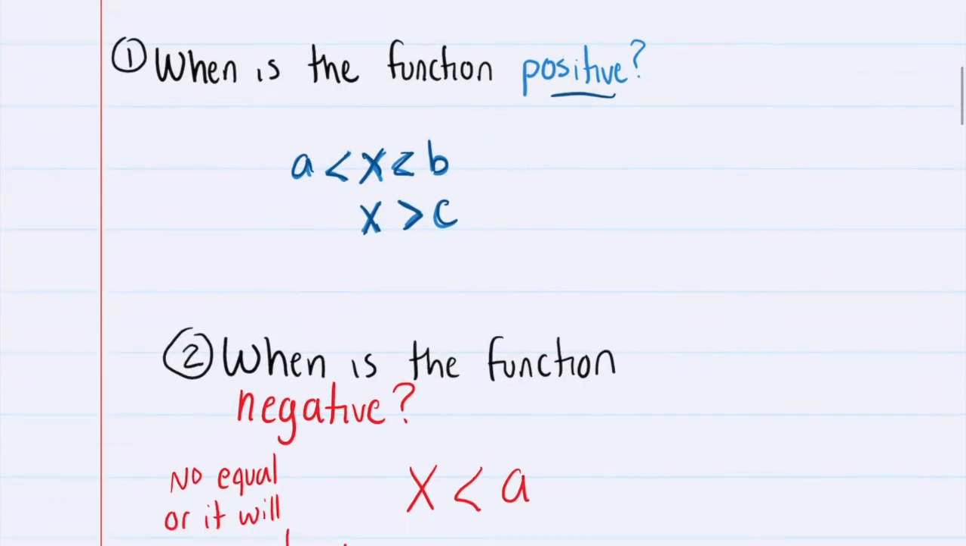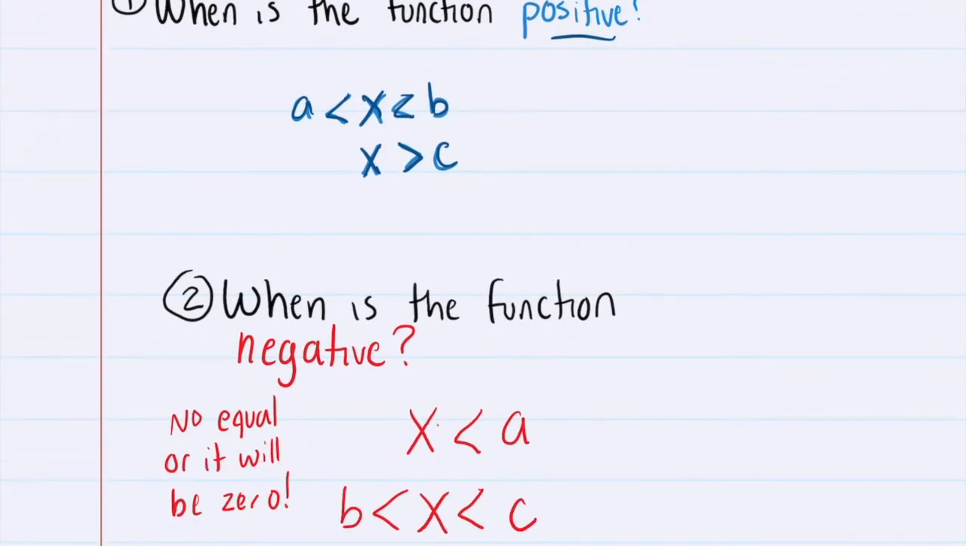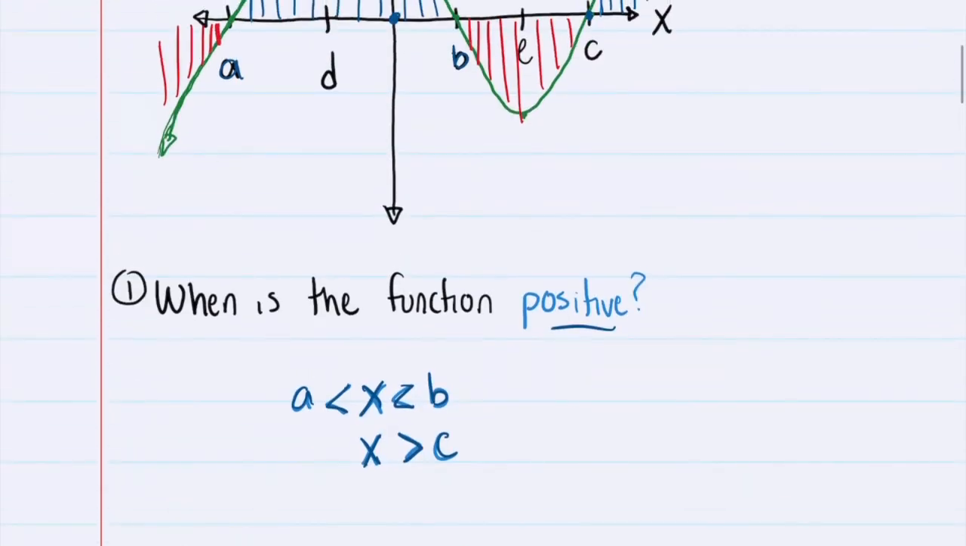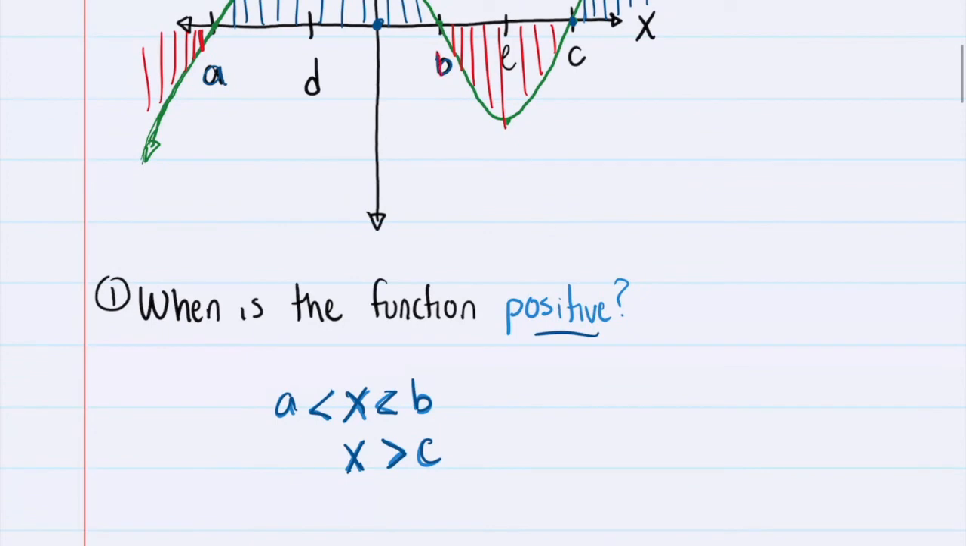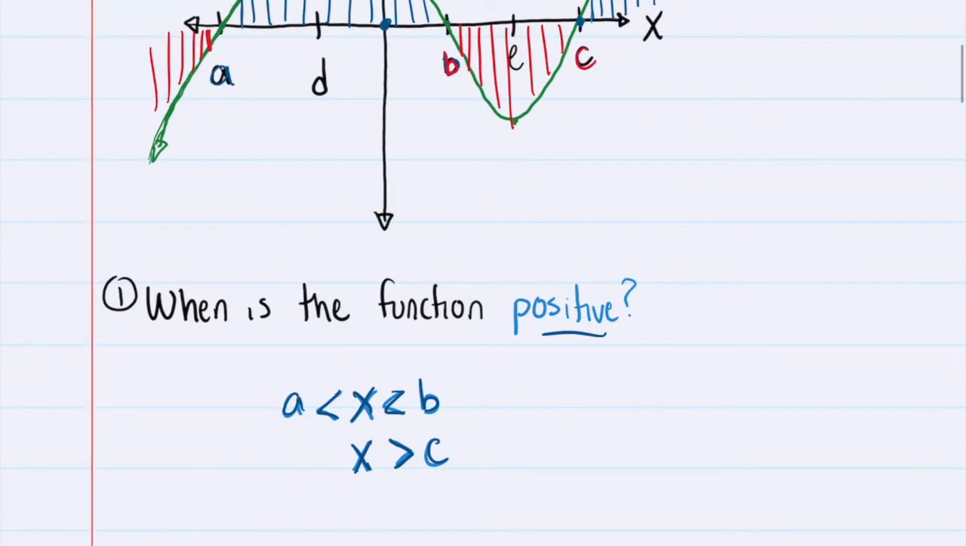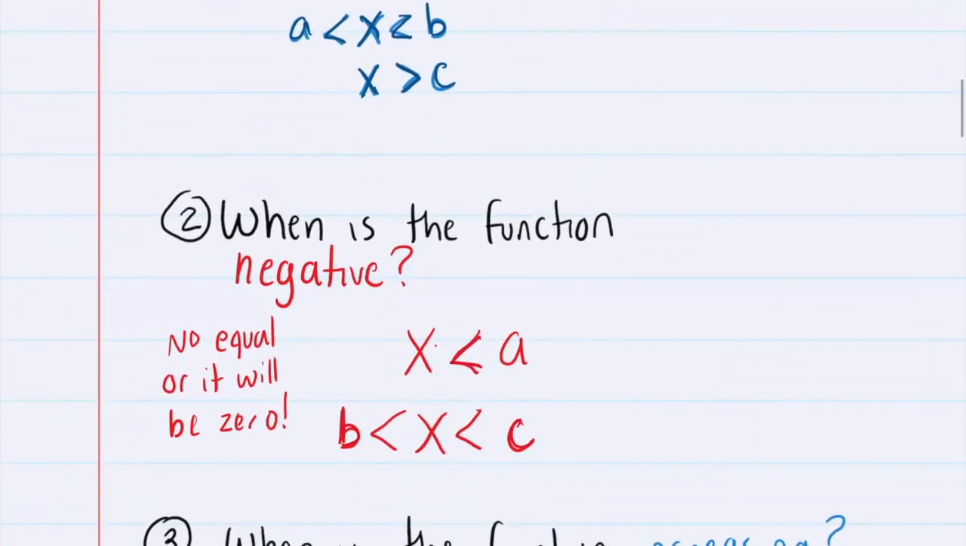So when my x is less than A, something smaller, and when my x is between B and C. When my x is between B and C, that is when it's negative.